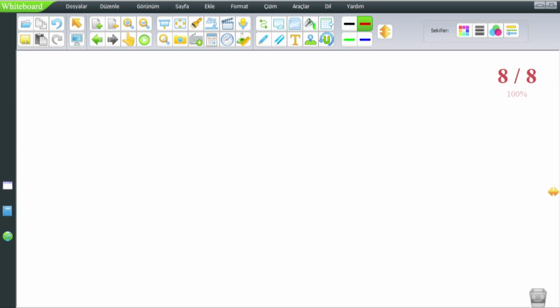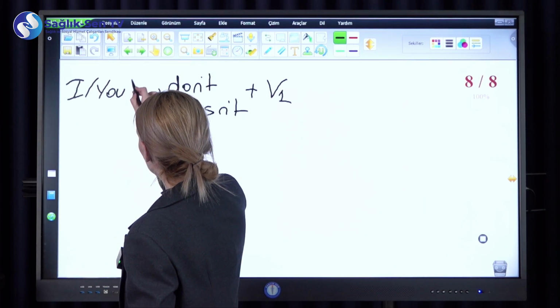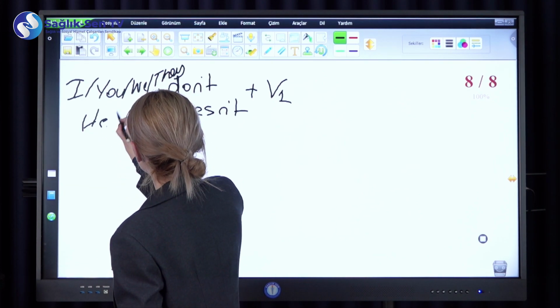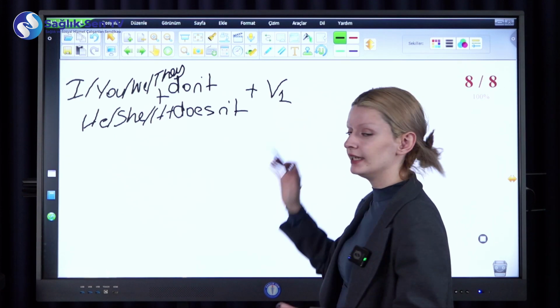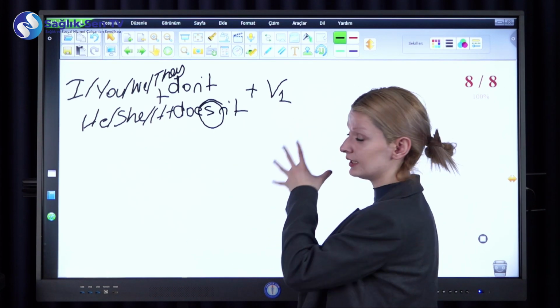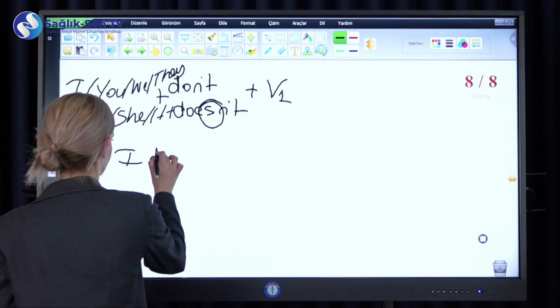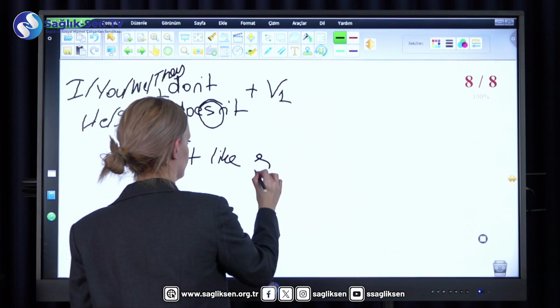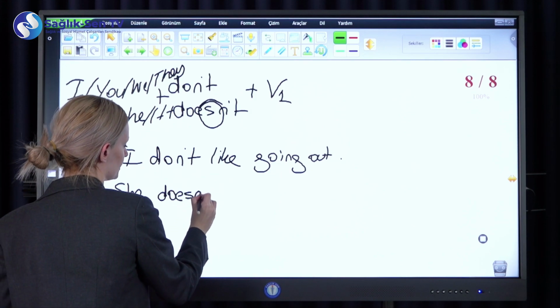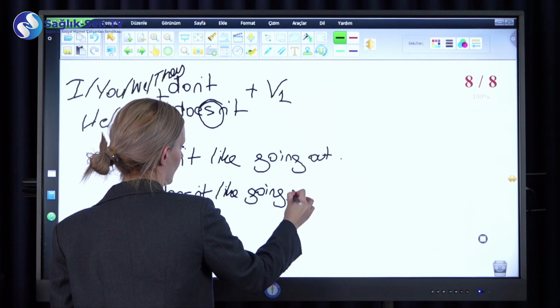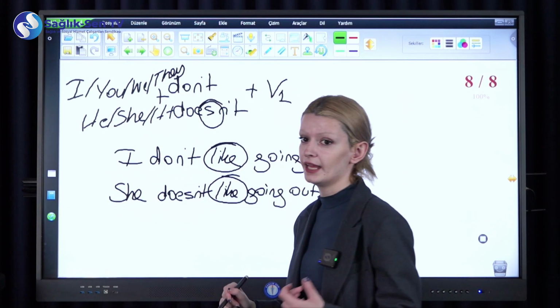Okay, let's go back to our sentence structure. When we're talking about negative sentences, we use don't and doesn't, and then verb 1. You know which subjects get which, but we're reviewing, so it's okay to write it again. And I don't add another S at the end of the verb because the S is already on doesn't. For example, I don't like going out. But if my subject were she, I would say she doesn't like going out. But the main verb doesn't get anything.